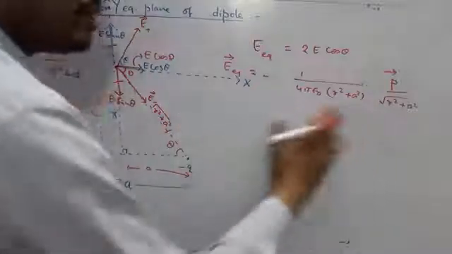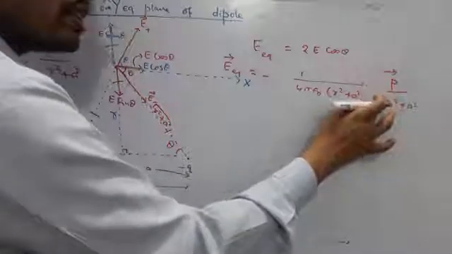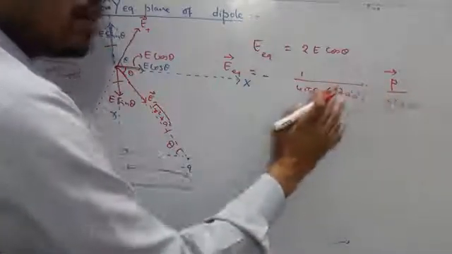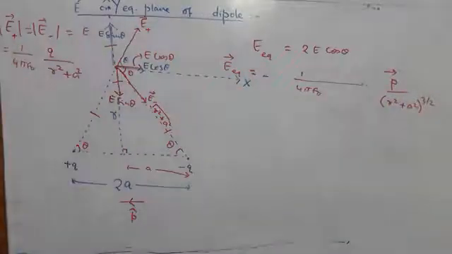And this r square plus a square and this root of r square plus a square, root means the power is half, and this together will become power 3 by 2. So this is the answer for the equatorial electric field.